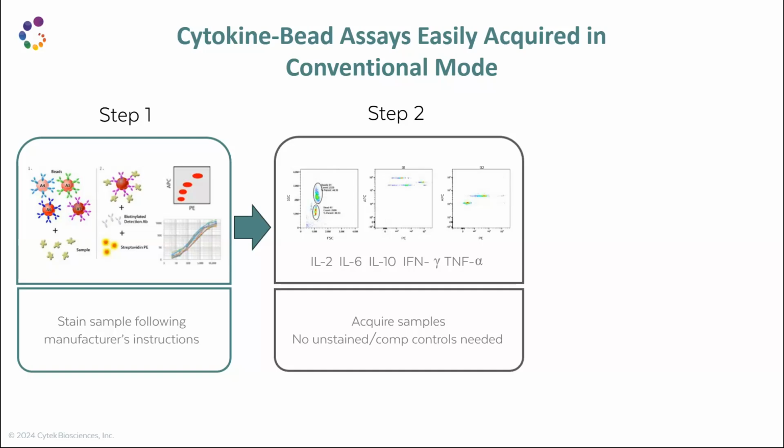What you will see from this assay, once again, is 2 colors, APC and PE. APC, based on the intensity, will give you different populations of beads that are going to capture different cytokines. 5 total in this case: IL-2, IL-6, IL-10, interferon gamma, and TNF alpha, versus PE. The intensity of the PE signal will tell you how much cytokine you have with those capture beads.